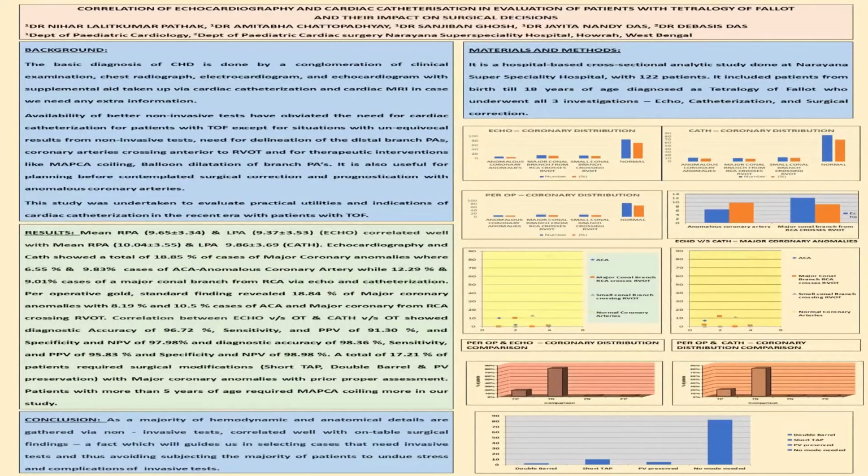We tried to see the correlation between the echocardiographic coronary delineation versus peroperative gold standard, as well as the cath finding with the peroperative gold standard, where we could see that echo versus peroperative gold standard showed a diagnostic accuracy of 96.72% with positive predictive value and sensitivity of 91%, while specificity and negative predictive value of 97.9%, while catheterization and peroperative group showed diagnostic accuracy of 98.36%, while sensitivity and positive predictive value of 95.83%, while specificity and negative predictive value of 98.98%.